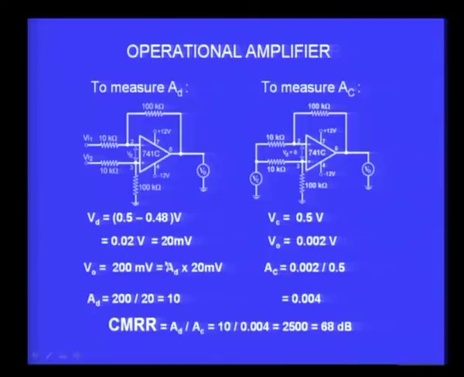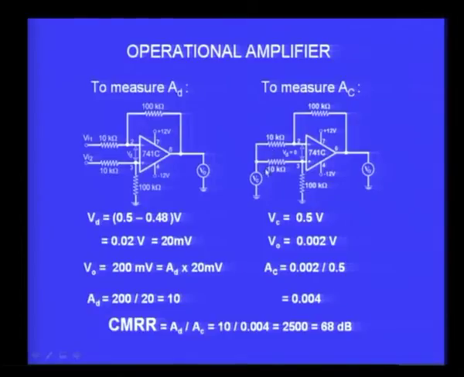Therefore I can find out AD. AD is 200 by 20, which is 10. So by measuring the output voltage, which is 200 millivolts, and the input difference, which is 20 millivolts, I know 200 by 20 is 10, and therefore I know AD. Of course, we know from the values of the resistors that I have used that it is also 10 in this case. But in principle, even if you do not know, by measuring the output voltage and the difference in the input voltage, I can directly divide and obtain the differential gain.